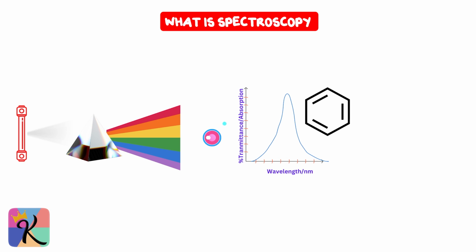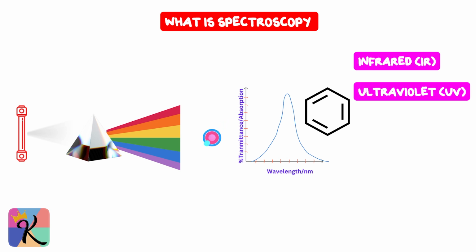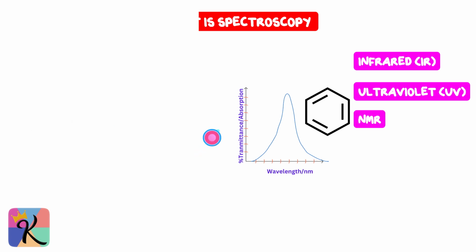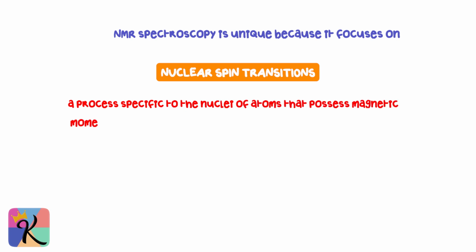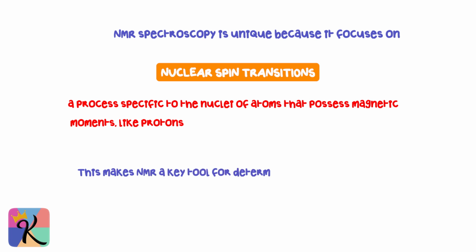For instance, different spectroscopic techniques, such as infrared, IR, ultraviolet, UV, and NMR, focus on different types of energy interactions and molecular properties. NMR spectroscopy is unique because it focuses on nuclear spin transitions, a form of energy unique to the nuclei of atoms, particularly protons and other nuclei that possess magnetic moments, and this makes NMR a key tool for determining molecular structures. Now, let's get into the heart of the topic: NMR spectroscopy.